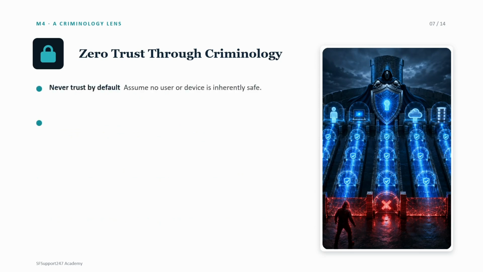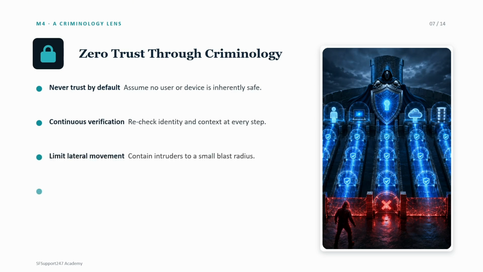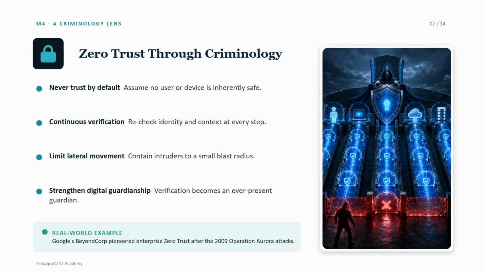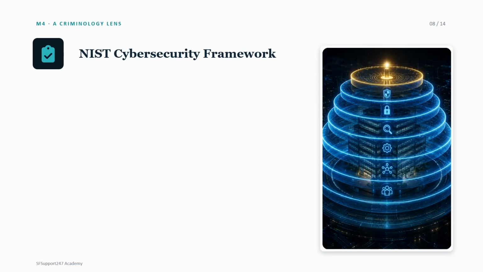Zero trust through criminology. Assume no user or device is inherently safe. Recheck identity and context at every step. Contain intruders to a small blast radius. Verification becomes an ever-present guardian. So don't give blanket access, give layered access. In a real example, Google's BeyondCorp pioneered enterprise zero trust after the 2009 Operation Aurora attacks.